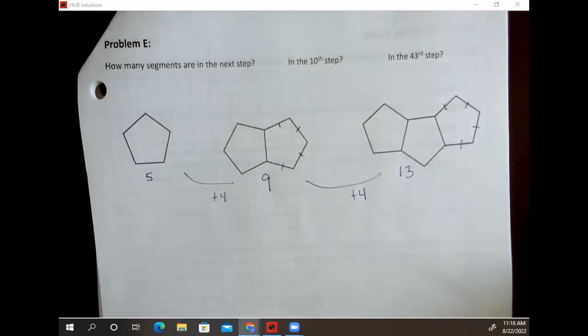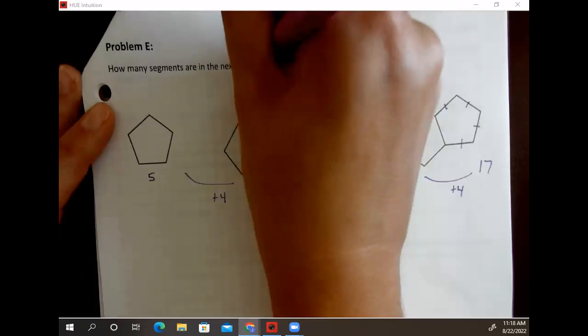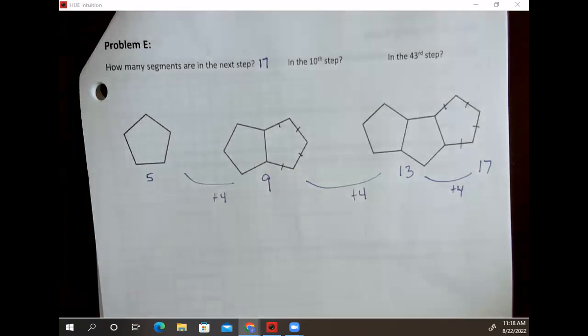So how many segments would I expect for that next step? I'm going to stick another pentagon on. So we would have 17. So add 4, and that would give us 17. Now, how about the 10th step? What did we get for the 10th step?